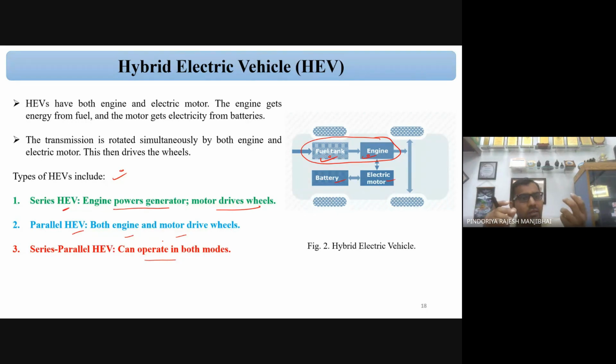So how can we classify these categories? Because we have two sources. One is a fuel tank and another is a battery. So by both energy sources, we can operate our motor. Maybe we connect the fuel tank and battery in series, then we can say series hybrid electric vehicle. And suppose the fuel tank and battery are connected in parallel, then we can say it is a parallel hybrid electric vehicle. And suppose we connect both series and parallel, then we can say it operates in both modes, correct? But normally we use the series-parallel hybrid electric vehicle. Okay.